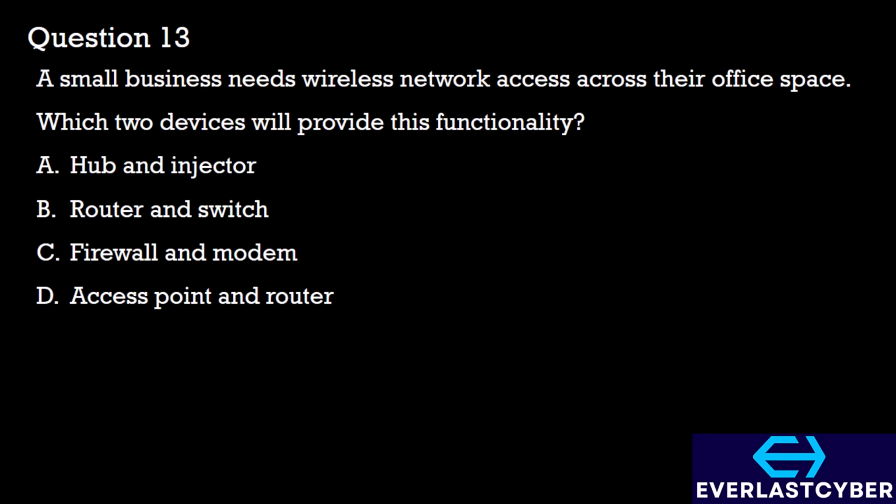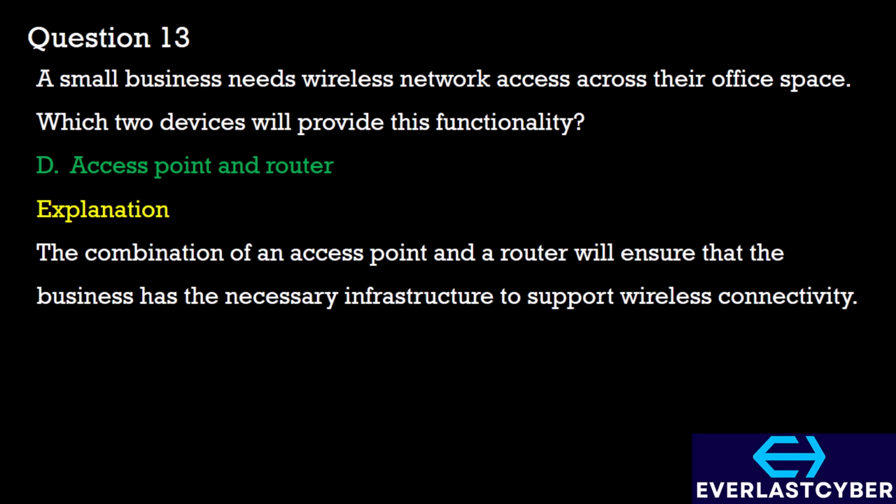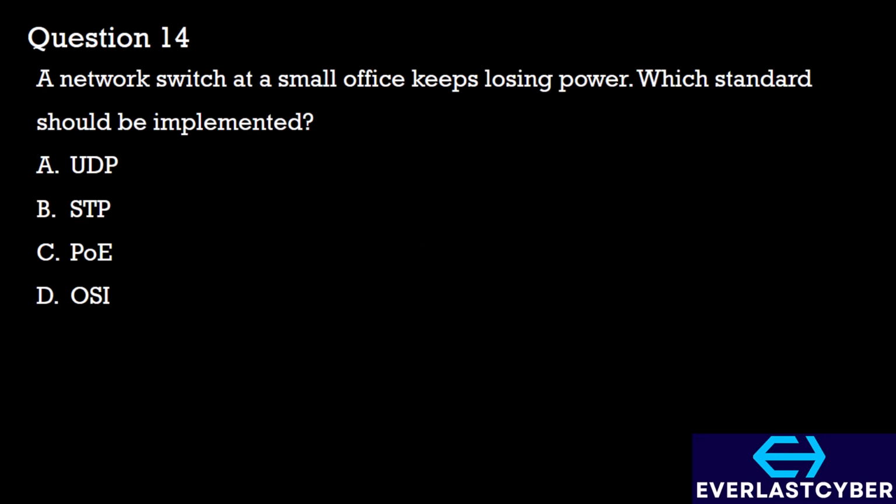For this, we'll be going with option D, access point and router, because this makes more sense. An access point allows wireless devices to connect to a wired network by providing Wi-Fi coverage in the office space, while the router will direct traffic between different networks, and it typically includes a built-in wireless access point that will allow for the distributing of wireless network access throughout the office. So these are the two devices that the small business will need in order to supply wireless network access across their office space.